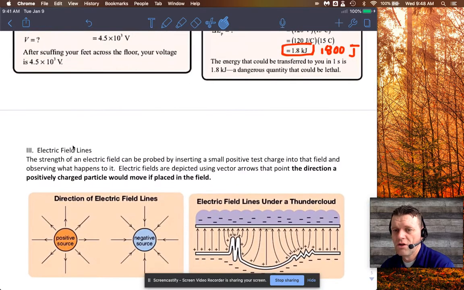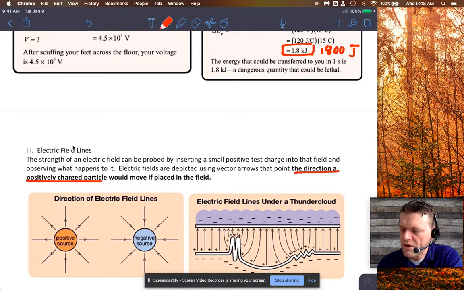Okay, so that leaves us to the third point, which is the field lines, and this is kind of the fun one. Field lines are drawn to help you understand what the electric field is like, or this region around a charge. So there's a pretty simple rule for drawing electric field lines, and you depict them using arrows. But those arrows always point in the direction a positively charged particle would move if it was placed in the field.